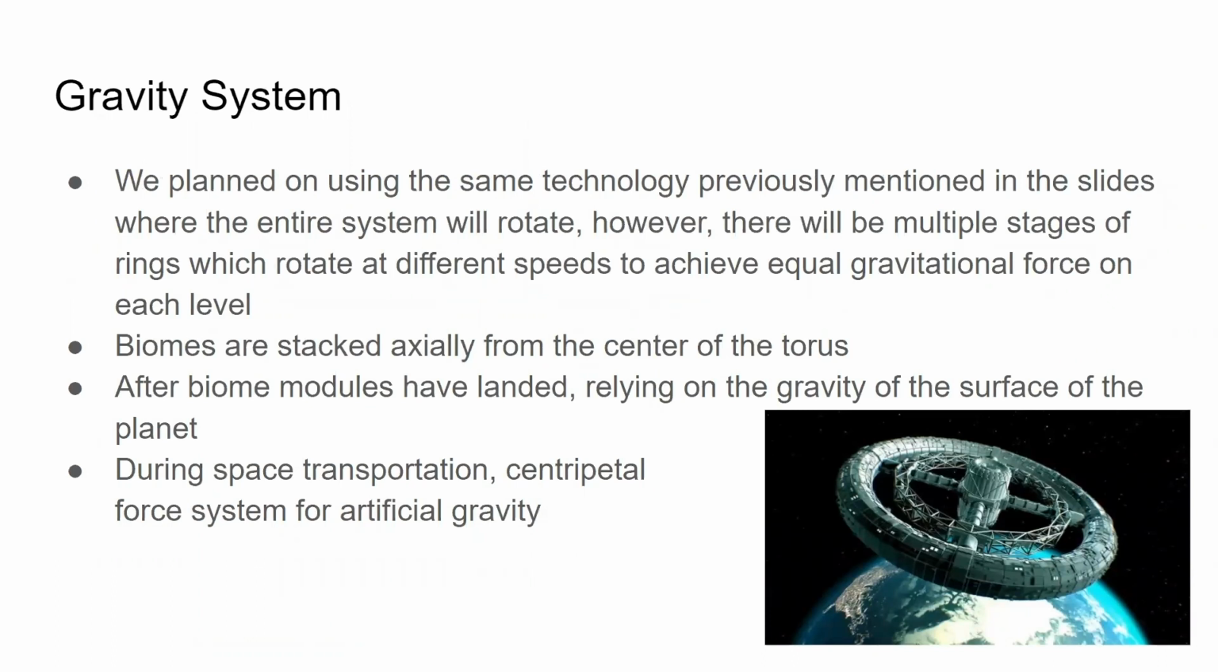All right, I'll explain this part. So, as you mentioned, it's going to be the biomes stacked together. But imagine that in this torus layout, the biomes are stacked from the center of the torus, and each biome is going to be on a separate ring that rotates at a slightly different speed, because if you get closer to the center, you're going to have less gravitational effect because it's based on the radius from the center.